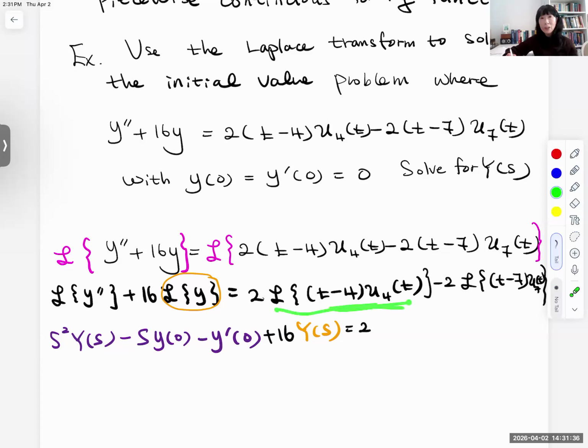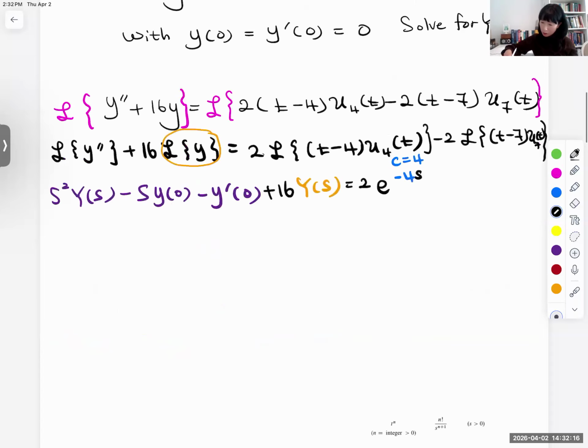Okay, so let's take a look at the Laplace of the step function. What is the c in this case? c equal to 4. Then we can express it as e to the negative c s, so e to the negative 4s, and then we will have over s squared, because we are looking at the t.